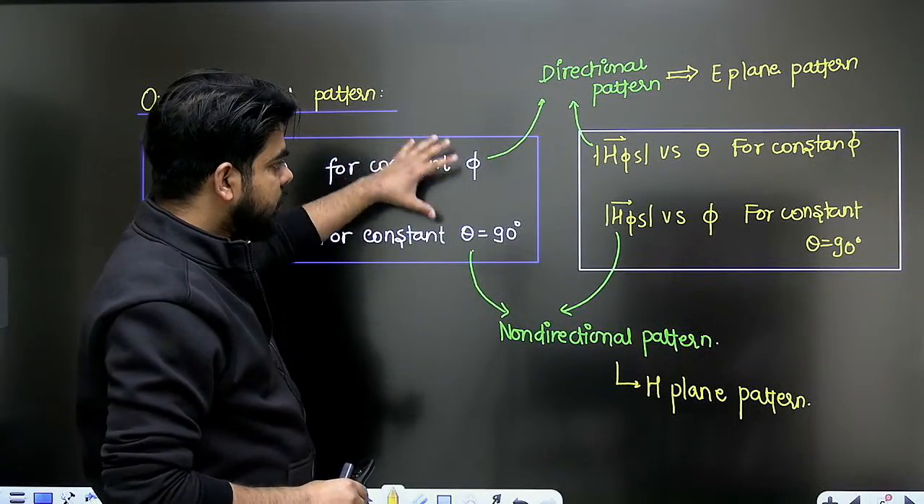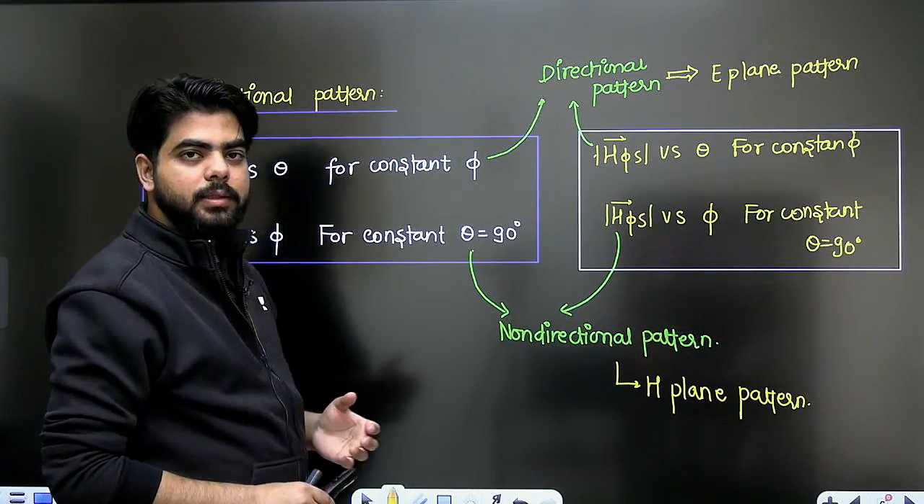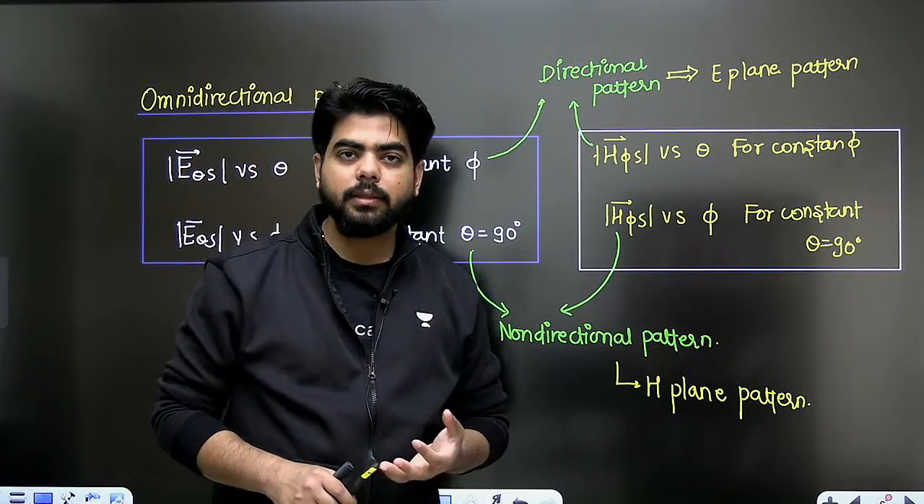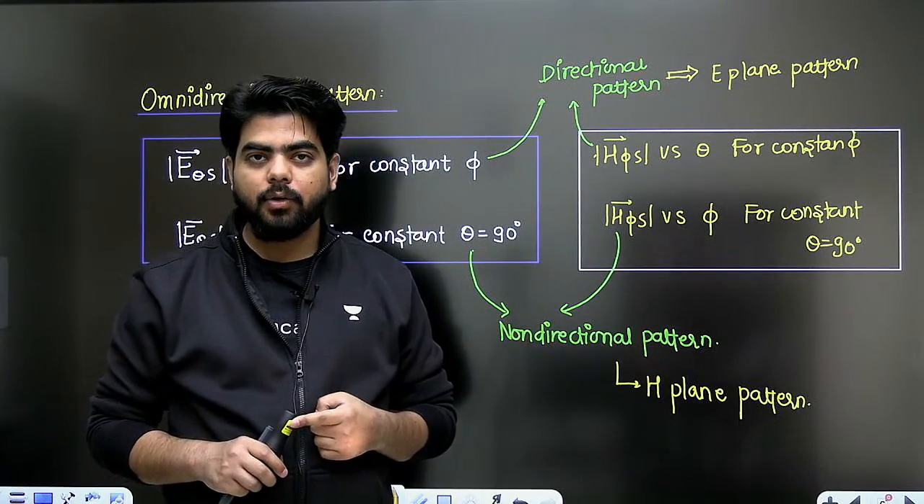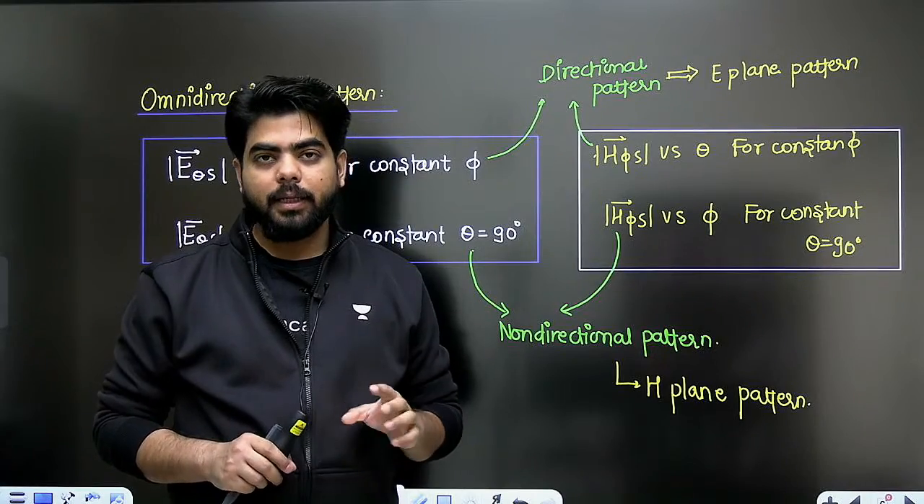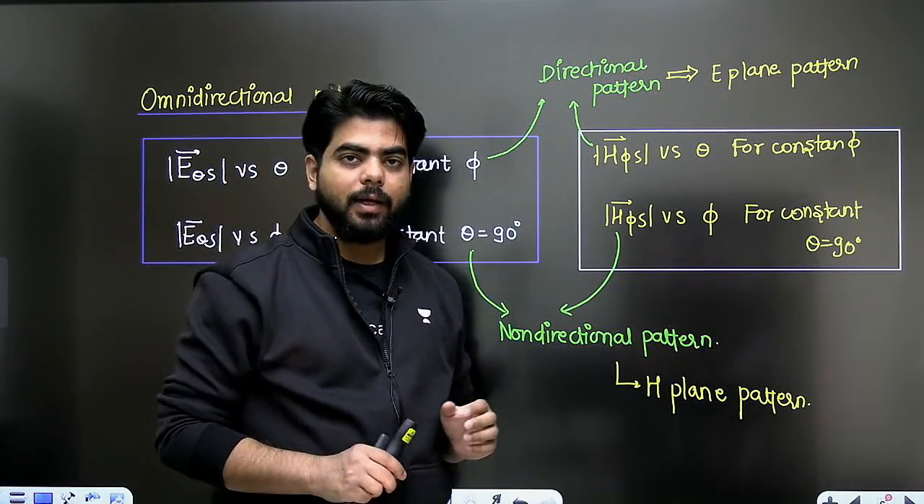So these are two basic things which you should understand for an omnidirectional pattern, because later on we have to understand that most of the radiation patterns fall under the category of the omnidirectional pattern. They generally do not fall under the category of isotropic or completely directive. They have both the natures, directive as well as non-directive. This we have to understand.